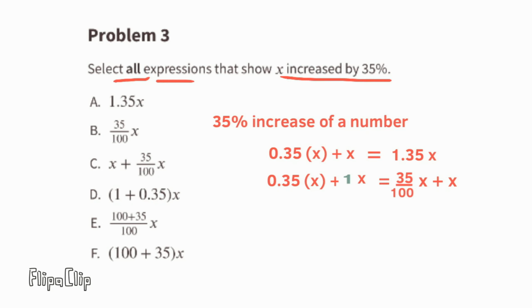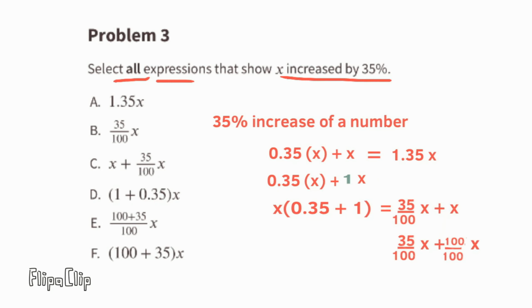35 over 100 times x plus the original x. We can also write the plus x as plus 100 over 100 times x, because that's the same as 1x. My point is, there's a lot of expressions that can show x increased by 35%.